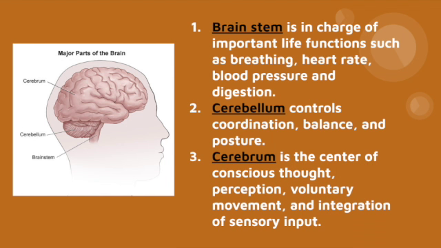The specific deficits and potential for recovery depend on which portions of the brain are damaged by the stroke and the type and severity of the stroke. Strokes can affect the following areas of the brain: the brainstem, the cerebellum, and the cerebrum. Your brainstem is in charge of important life functions such as breathing, heart rate, blood pressure, and digestion. The cerebellum controls your coordination, your balance, and your posture, while the cerebrum is the center of conscious thought, perception, voluntary movement, and integration of sensory input.